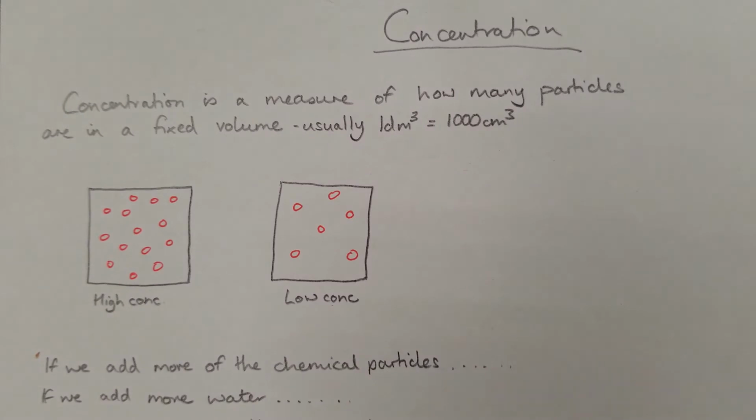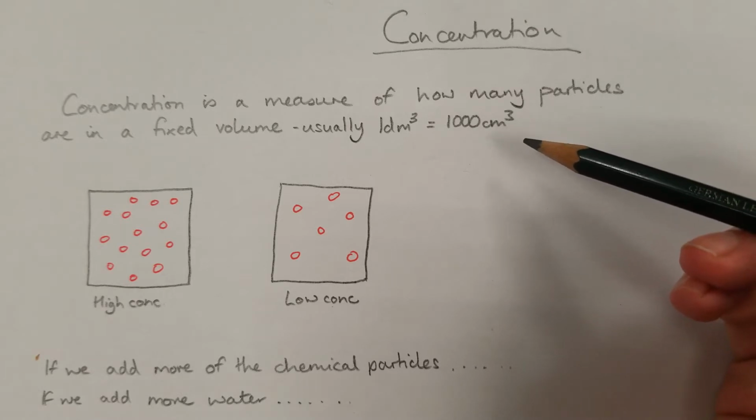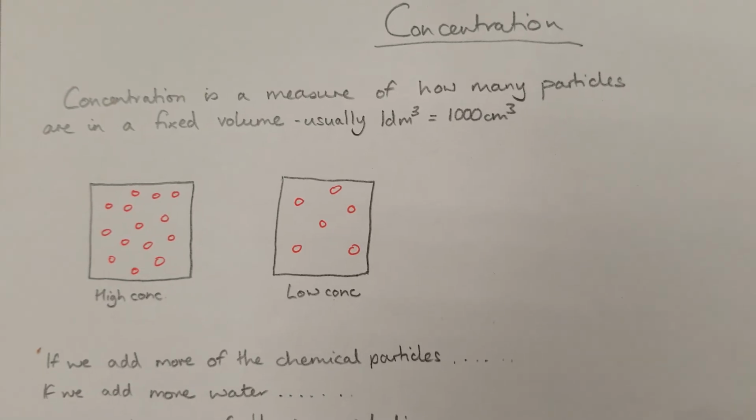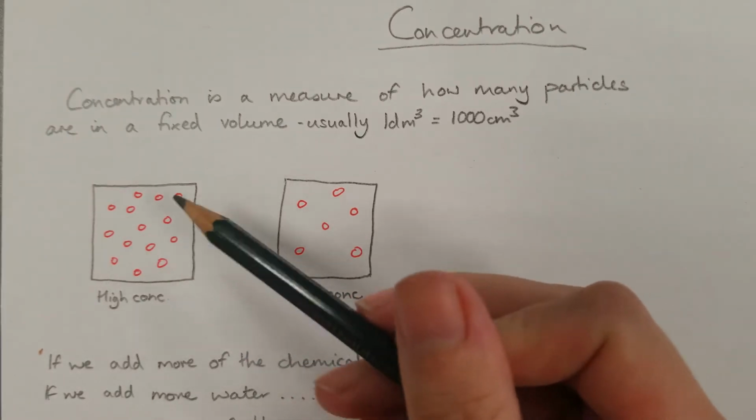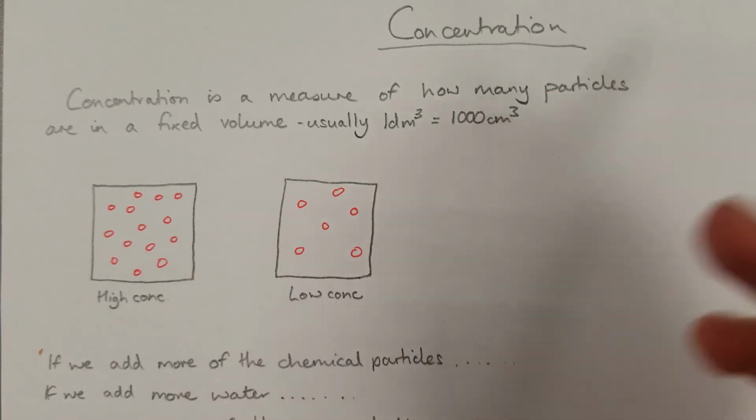So, concentration. Concentration, guys, is defined as the measure of how many particles there are in a fixed volume. In chemistry, that is usually 1 decimeter cubed or 1,000 centimeters cubed. If you think back to our surface area lesson, that's the 10 by 10 by 10 cube we were talking about, which would be 1 decimeter. As you can see from our little diagrams, if something is at a high concentration, you would have lots of chemical particles within the volume. A low concentration has fewer chemical particles within the volume.